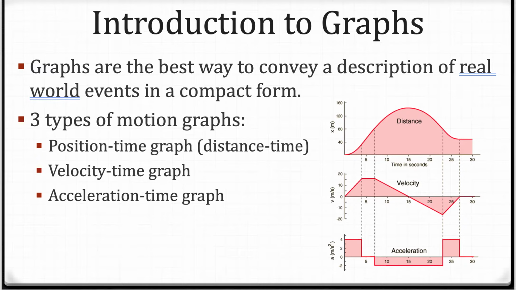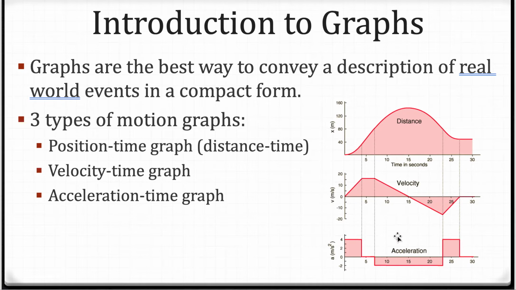There are three types of motion graphs we are going to study in this unit. The first is a position time graph. It's also called a distance time graph or displacement time graph or other terms. I try to stick with just calling it a position time graph, but if you see those other terms, it's the same thing. Next up is a velocity time graph, and then we have an acceleration time graph.